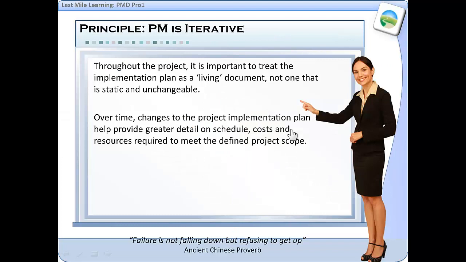Let me start with the principle that PM is iterative. Throughout the project, it's important to treat the implementation plan as a living document, not one that's static or unchangeable. Over time, the implementation plan needs to change, and we often show those changes in the charter document that we talked about in the setup module phase. That helps you to get greater detail on the areas of the triple constraint, the schedule, cost, and resources, in order to meet the project scope.